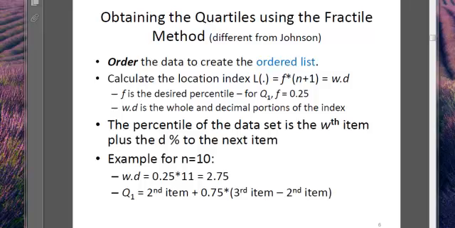In order to find the index or the location of whatever percentile we're looking at, we're going to take that percent and multiply it by 1 greater than the number that's in our data set. That's going to give us a number, and we're going to use that number in order to find our percentile, quartile, whatever. So I'm going to show you how to use this method.